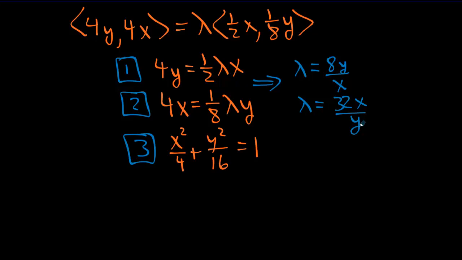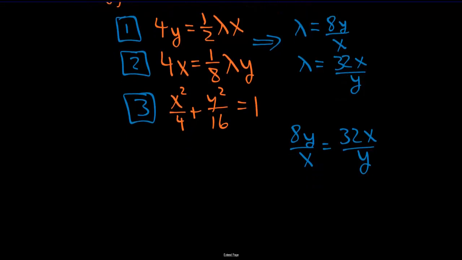Now, since both of these are in terms of lambda, I can just equate them. So here's what I do. I say 8y over x equals 32x over y. And maybe I should multiply both sides by xy, or you could think of it as cross-multiplying. But here's what I'm going to get: 8y squared equals 32x squared. And if I divide by 8, I get that y squared is equal to 4x squared.